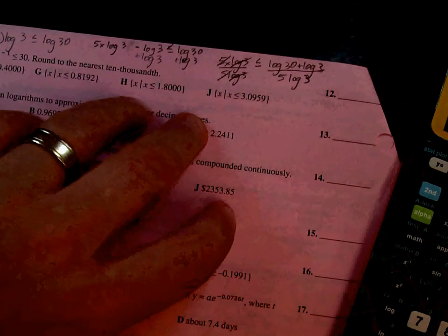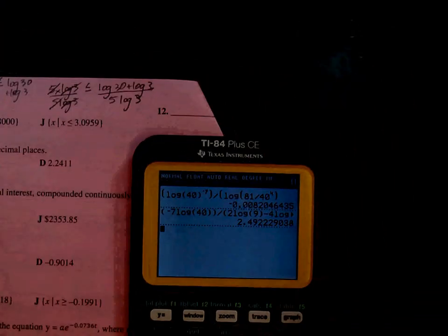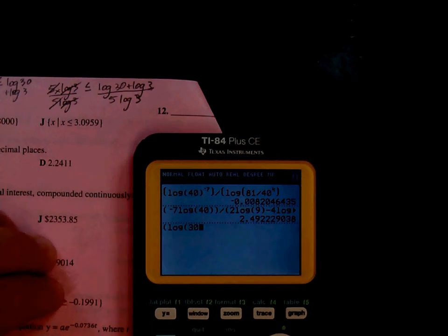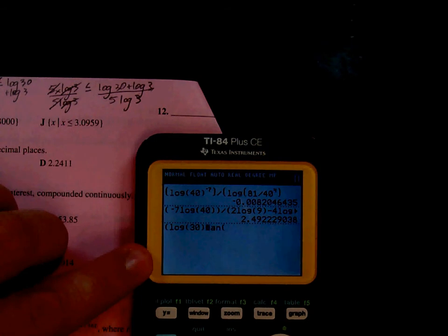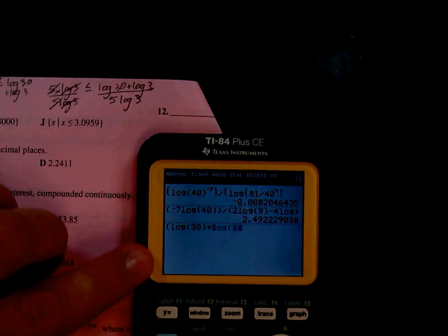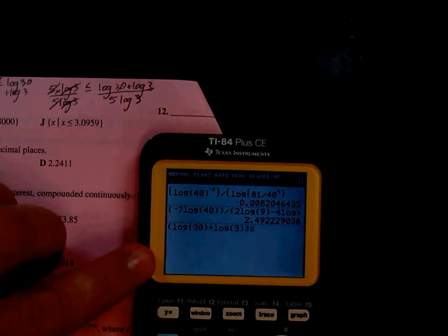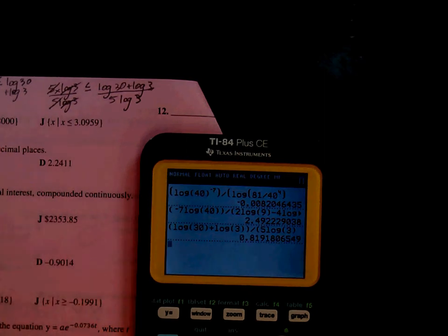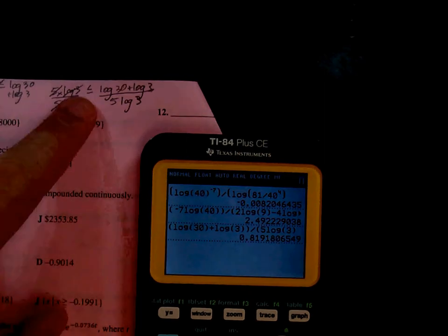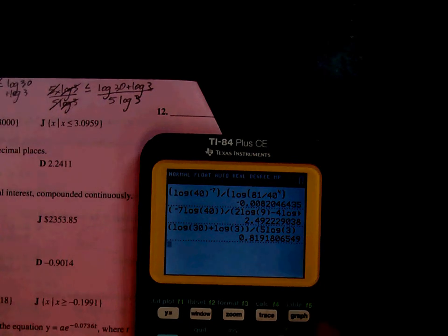Okay, let's try this out. Pull out the calculator so you can see. Parentheses around the numerator. Log of 30 plus log of 3. Oops. Oh man. Plus log of 3. Done with the numerator. Divide that by, I'm going to do parentheses, 5 log of 3. Hope we get an answer. 0.8192, and we know it's x is less than or equal to, so we get it, it's G.